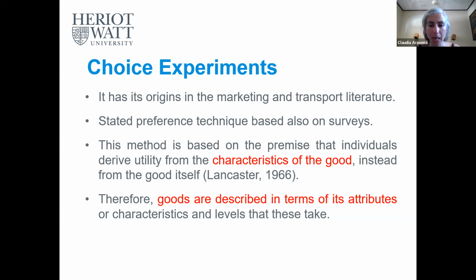So this method is based on the premise that individuals derive utility from the characteristics of the good instead of from the good itself. What we had before in contingent valuation is that individuals evaluate a good, a bunch of goods, as a whole. In choice experiments, you are looking at the evaluation of characteristics or attributes. Therefore, the goods are described in terms of attributes or characteristics and levels of those.